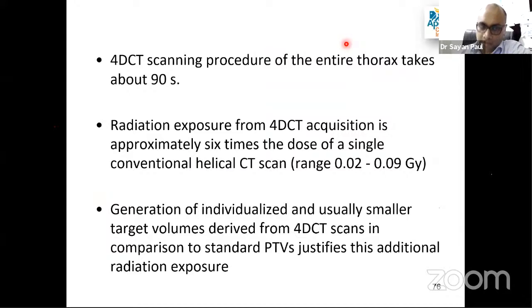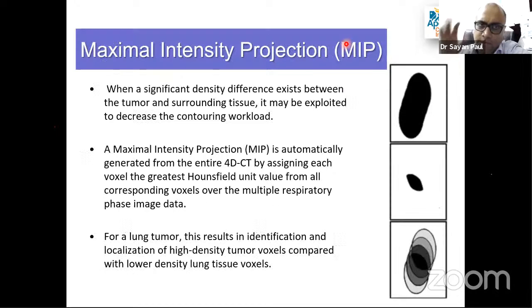First, before going into what we actually do with the 4D data set, I tell you one or two things. It takes about 90 seconds for the entire thorax. Radiation exposure is higher than a normal conventional CT scan, as expected. So generation of an individualized and usually smaller target volume derived from 4D CT scans, in comparison to standard PTVs, justifies the addition of this extra radiation exposure.